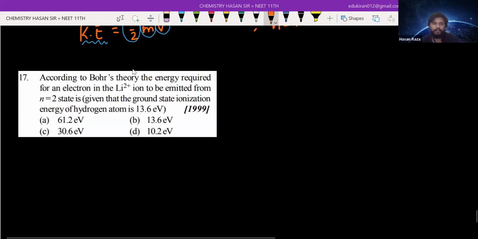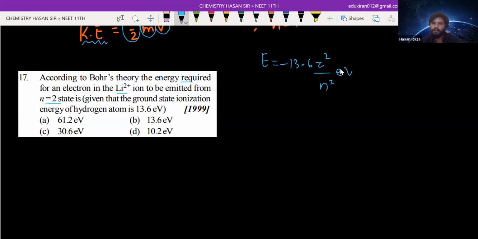Okay, very easy question. According to Bohr's theory, the energy required for an electron in the Li+2 ion to be emitted from the n equal to 2 state is. That means you need to calculate the energy in the second orbit of the lithium ion. E is equal to minus 13.6 Z square upon n square electron volt. Lithium has atomic number 3, and n is 2, which is given. So you just need to apply this formula, and you will get the answer.